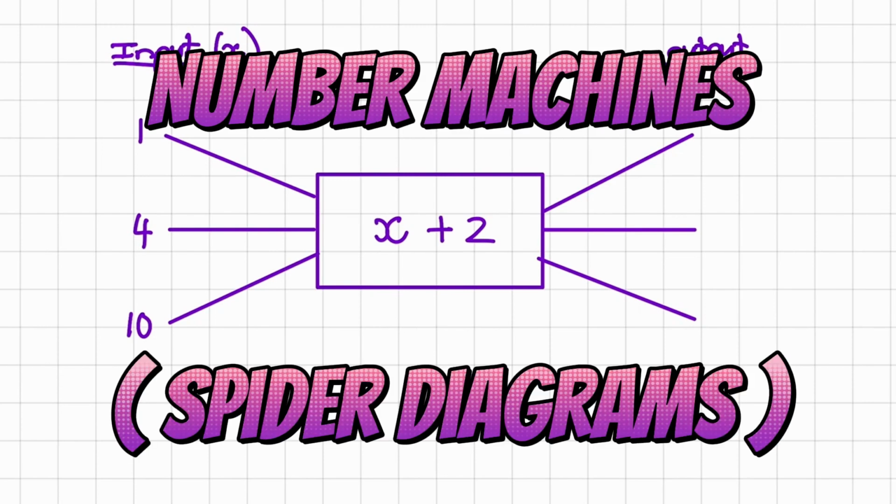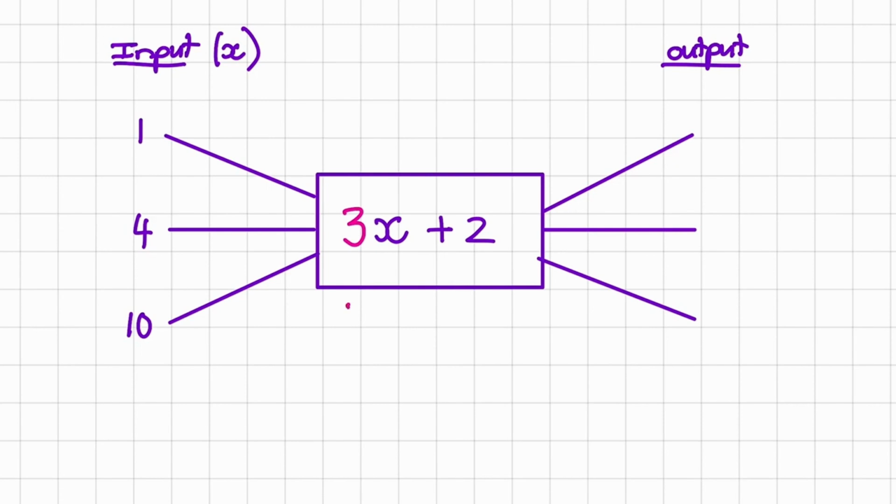So let us write a 3 in front of the x. Now what that means is we have 3 multiplied with x plus 2. And in the order of operations, we'll do the multiplication first. So let us take 1 and put it in the place of x.